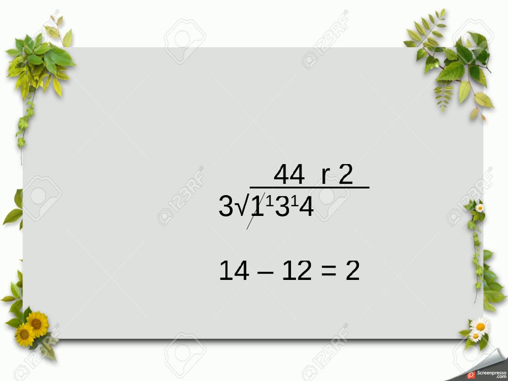So when I tried to take that 3 out of the 14, I took it out once, 3, I took it out twice, 6, I took it out 3 times, 9, I took it out 4 times, 12, I couldn't take it out another time, so 14 take away 12 is 2, I know the remainder is 2. So the answer is 44, remainder 2.